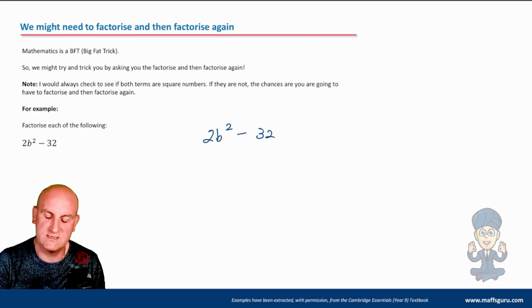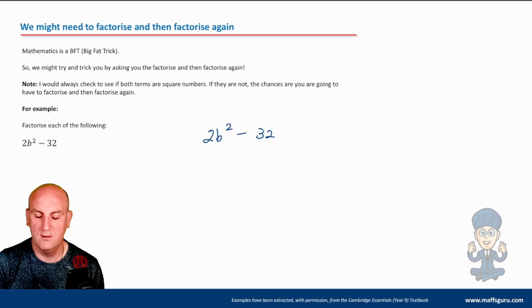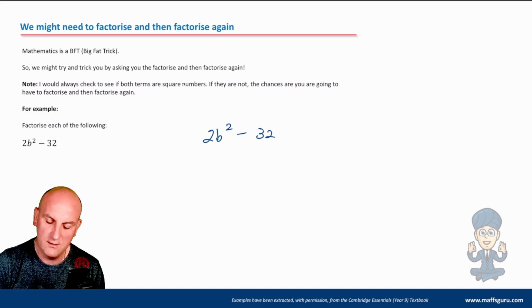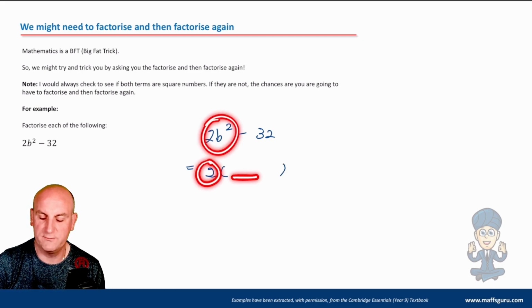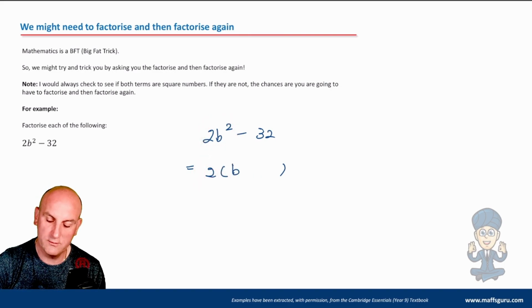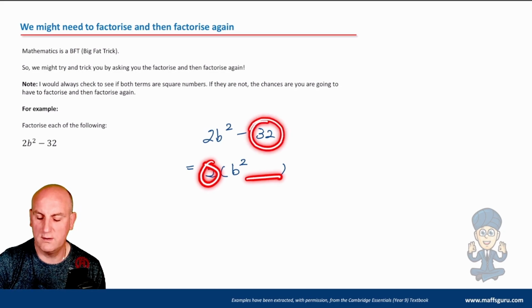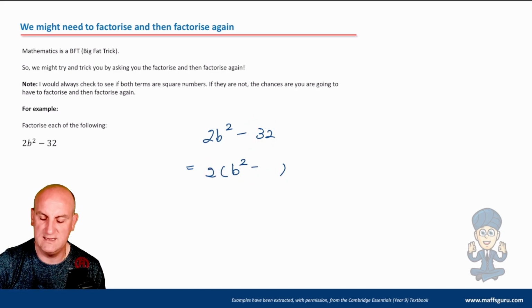Hold on a moment. I can go back to what I did in a previous video. If I look at this, what do I notice? Well, I've got a 2 and a 32. Those both factorize. The highest common factor of those is 2. So what I'm now going to do is write the 2 outside of a set of brackets. So 2 multiplied by what gives me 2b squared? Oh, it's got to be b squared. And 2 multiplied by what gives me negative 32? It's got to be negative 16.